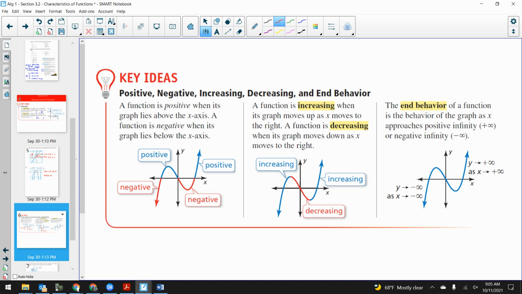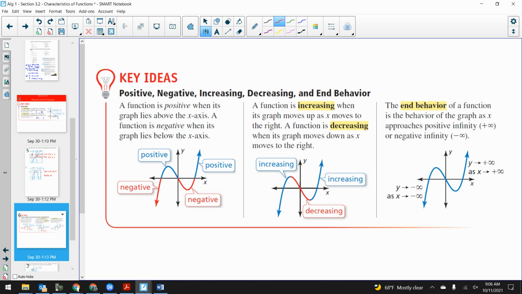Where is the function positive? Everywhere where it's blue. Here to here, here to here. So basically above the x-axis, where the y values are positive, where the output values are positive. Okay, where is it negative? Here and in here. Where the output values are below 0, where the output values come out to be negative.